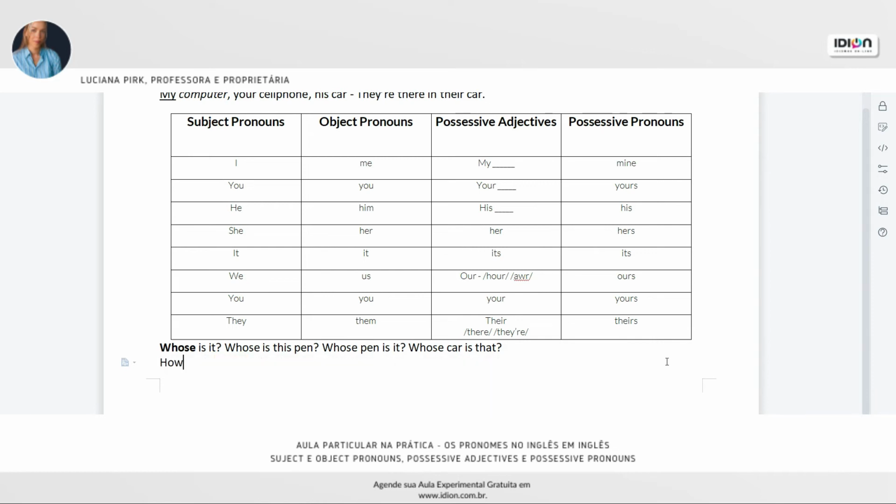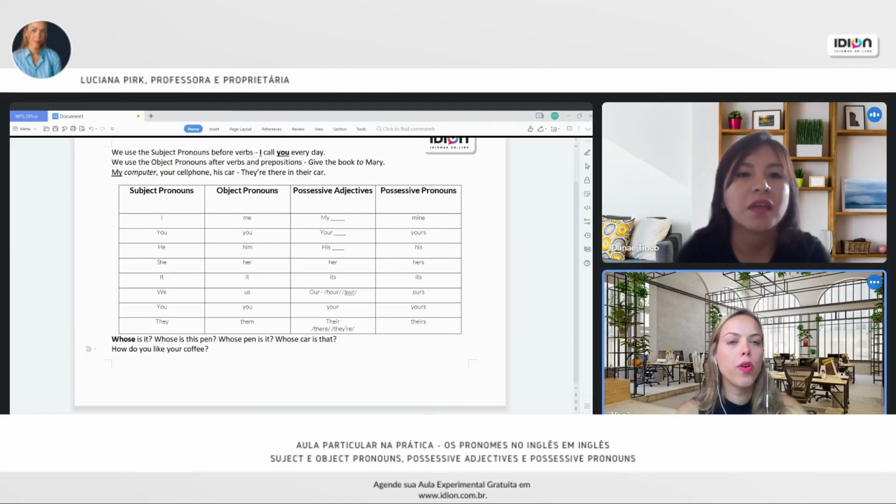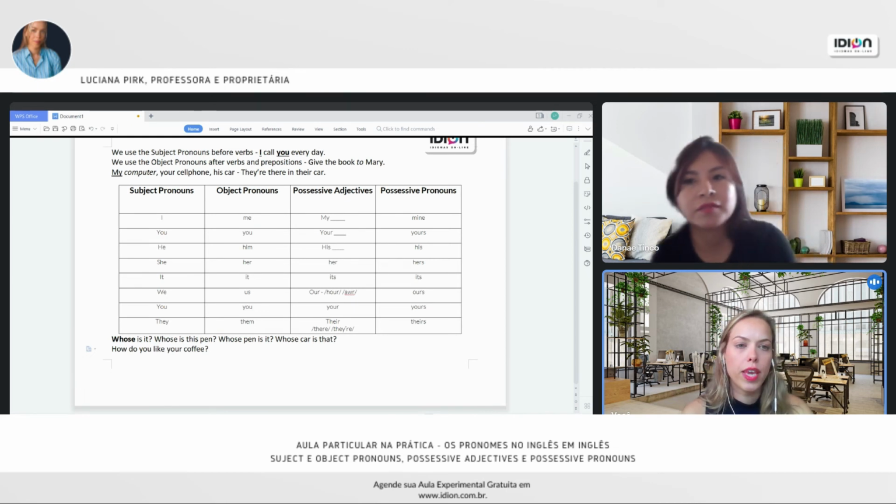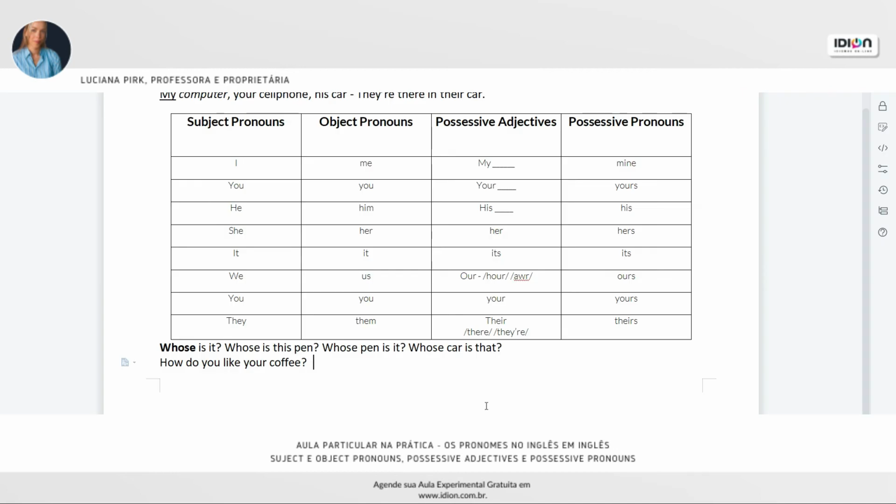So it's very common to say, for example, one question is like, how do you like your coffee? Do you like your coffee black or with sugar, with milk? How do you like your coffee? And you can say, I like my coffee black, for example. Or you can say, I like mine black, because mine will substitute all of this.